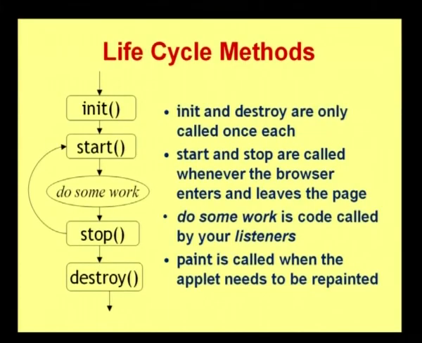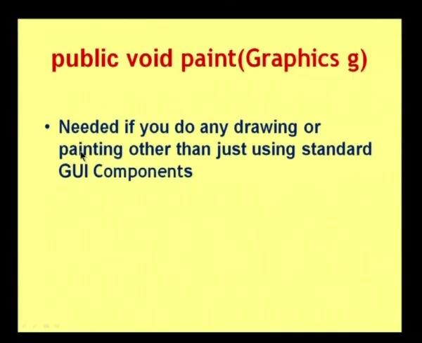Paint is called when the applet needs to be repainted. Whenever I want to change the contents displayed on my applet, I can use the paint method and repaint it. This paint method is needed if you do any drawing or painting other than just using your standard GUI components. So this paint method is specific. Whenever I call init, I load all the components, whereas the paint method includes whatever contents, other than GUI components, that I display on the page.